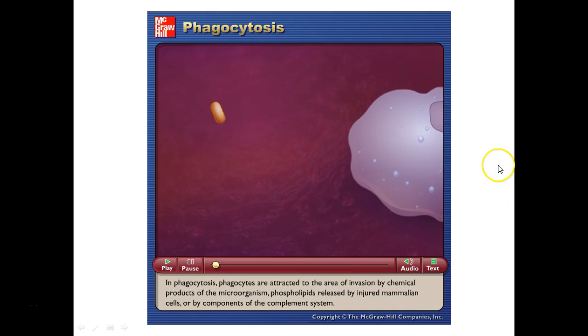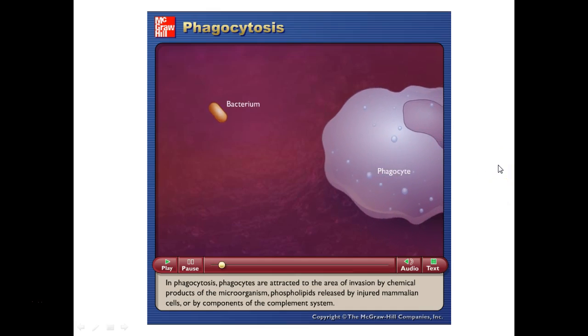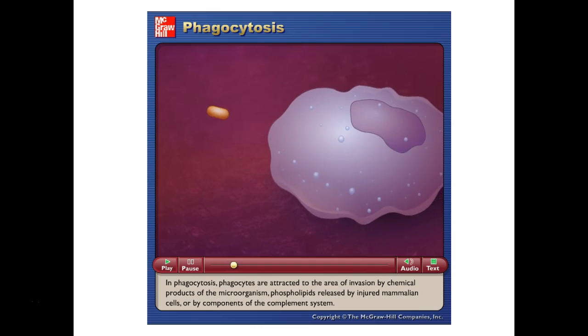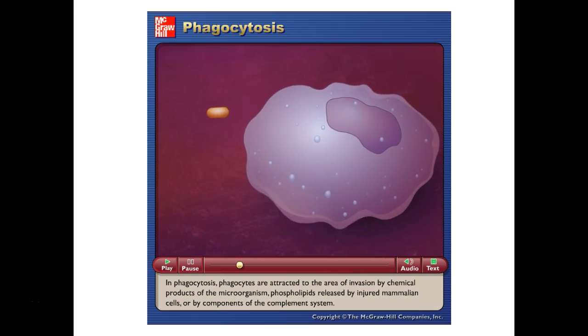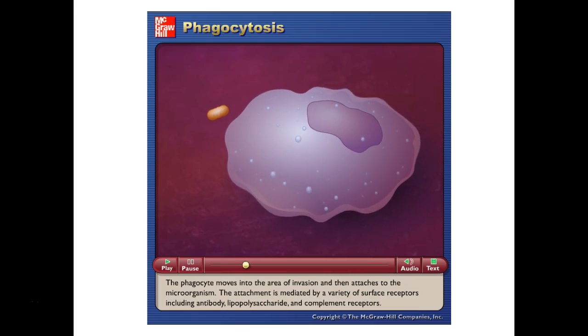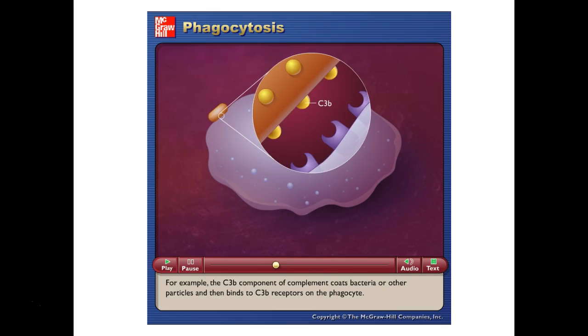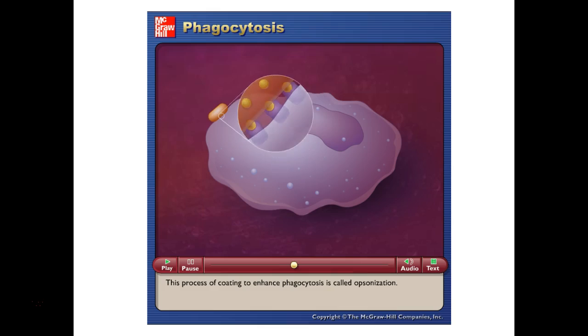In phagocytosis, phagocytes are attracted to the area by the chemical products of the microorganism, phosphates released by injured mammalian cells, or components of complement. The phagocyte moves into the area and then attaches to the microorganism. The attachment is mediated by a variety of surface receptors, including antibodies, lipopolysaccharide, and complement receptors. For example, the C3b component of complement coats bacteria or other particles and then binds to C3b receptors on the phagocyte. This process of coating to enhance phagocytosis is called opsonization.